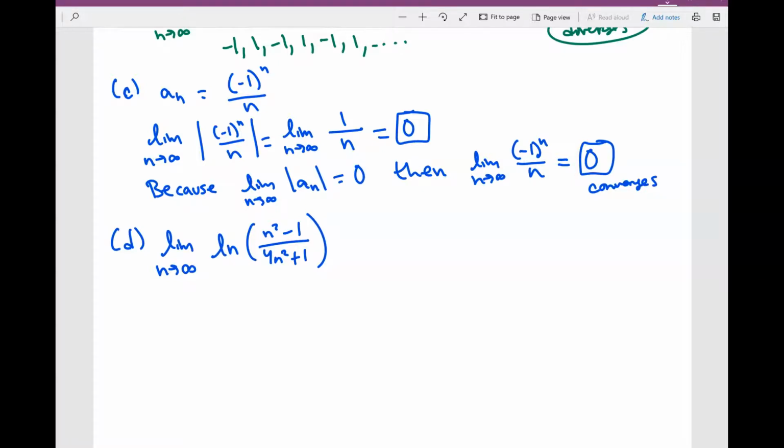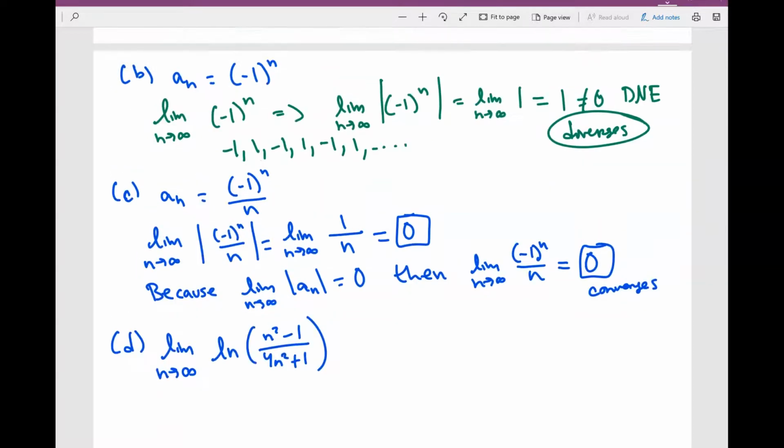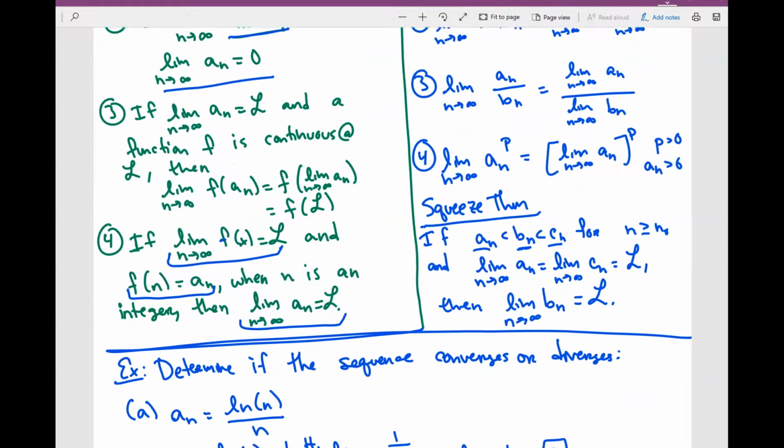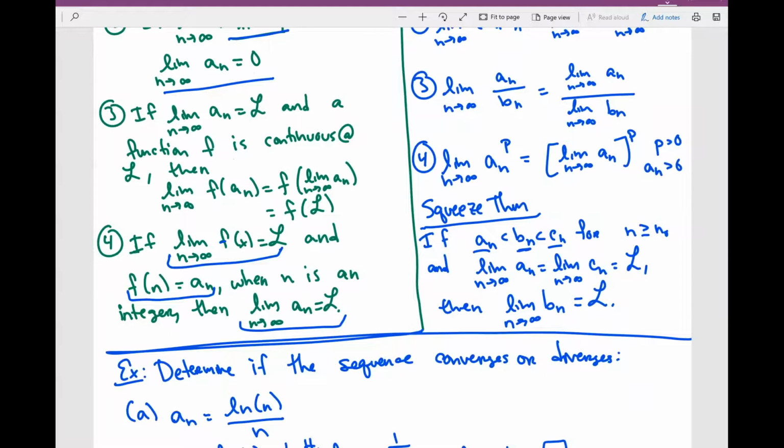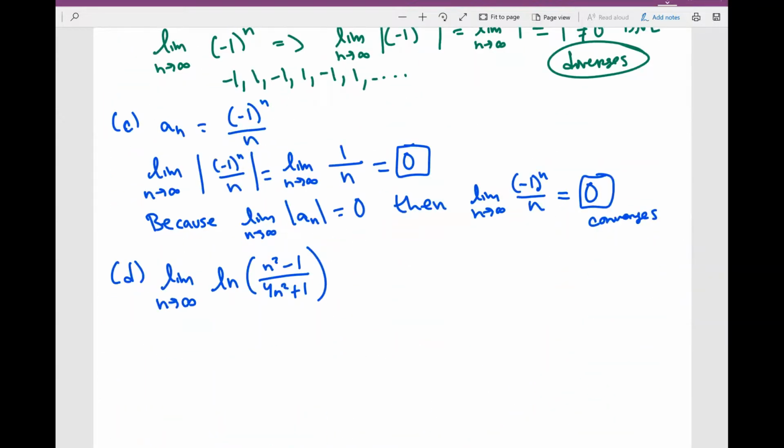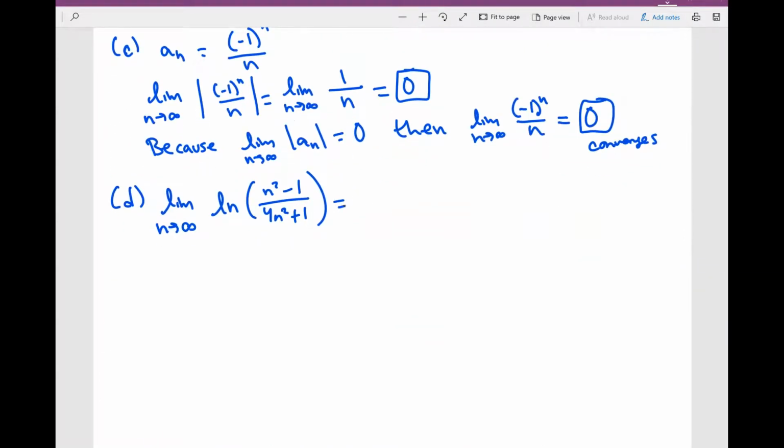Notice that because we have this ln, we're going to look at number 3 right here. If you want to take the limit of a function that has a sequence on the inside, I can just put the limit on the inside. So it's going to be the natural log of the limit as n goes to infinity of (n squared minus 1) divided by (4n squared plus 1).